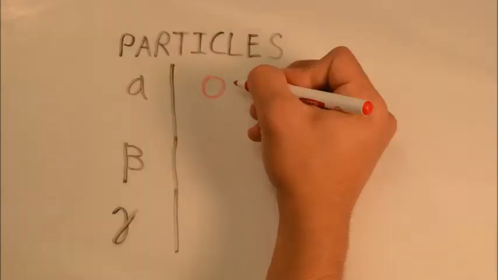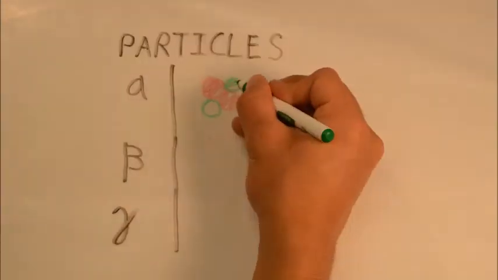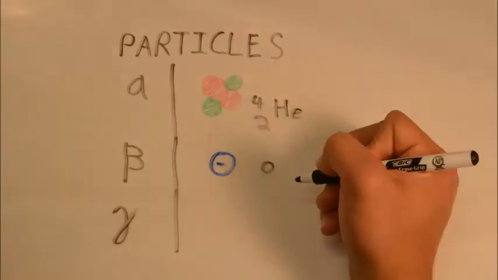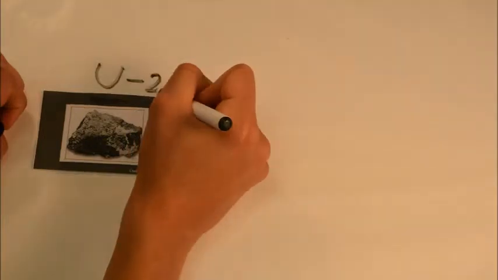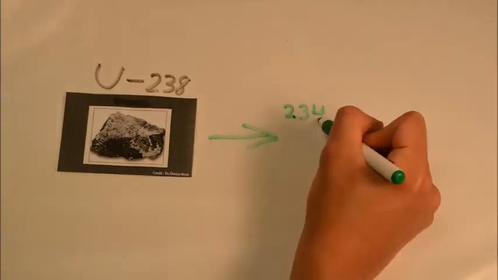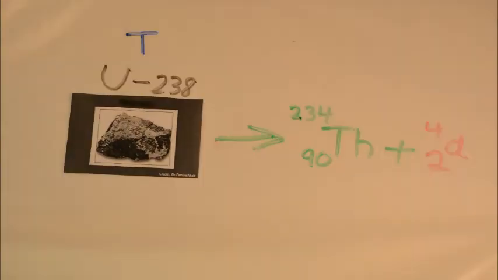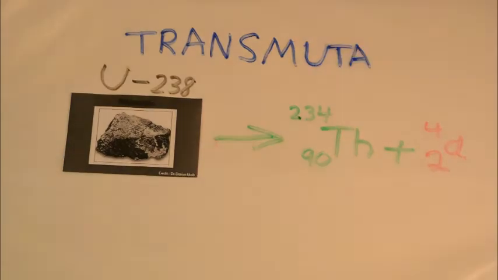As a nucleus decays, it releases an alpha, beta, or gamma particle, and this process is known as transmutation, which means that an element such as uranium-235 will change into a new element as a result of losing these particles.